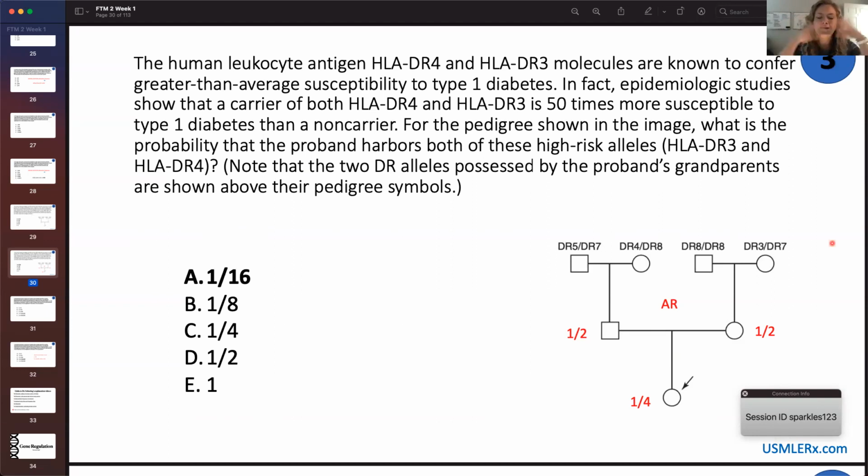I'm so sorry, I misspoke. There's going to be a 1/4 chance because it's autosomal recessive. And then all of those multiplied together would give you the 1/16. I apologize, I misspoke there. Okay, thank you. Yes, you're welcome.